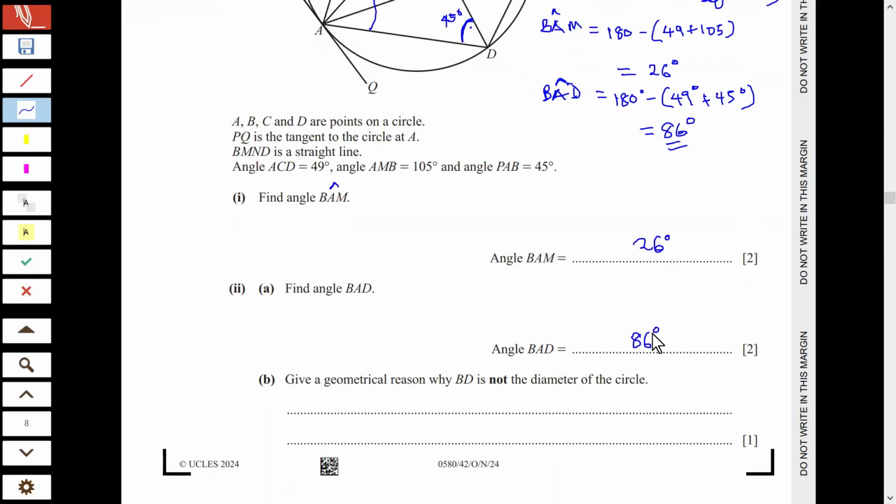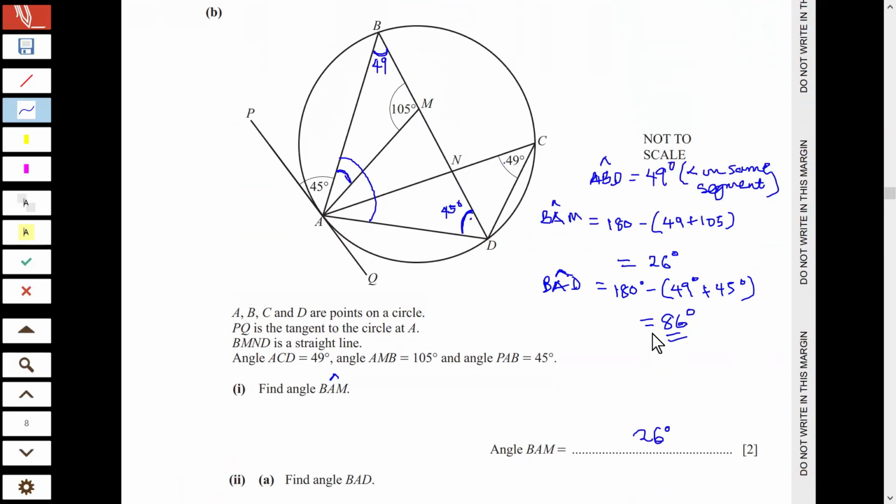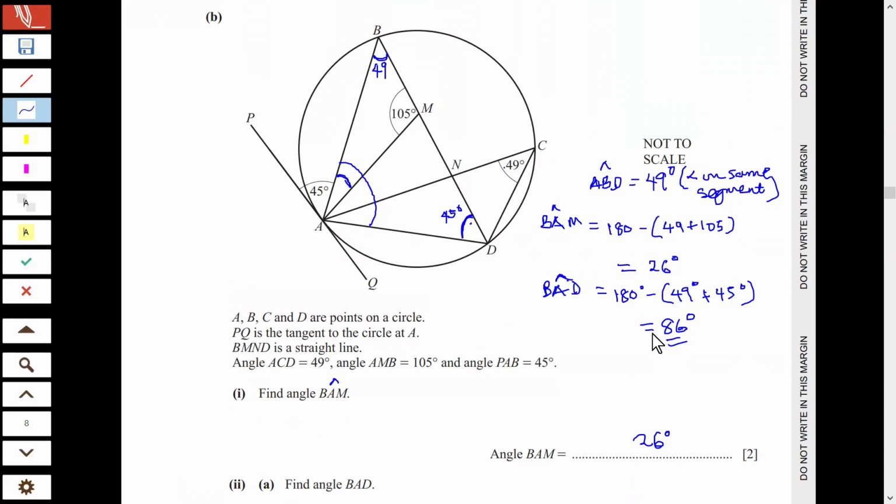So the last question here: give a geometrical reason why BD is not the diameter of the circle. Because the diameter of the circle has to pass through the center of the circle. But in this case, the reason we're going to consider is that angle BAD is not 90 degrees. If this were an angle in the semicircle and it's 90 degrees, then we can consider BD the diameter. But because this angle is not 90 degrees, BD is not the diameter.